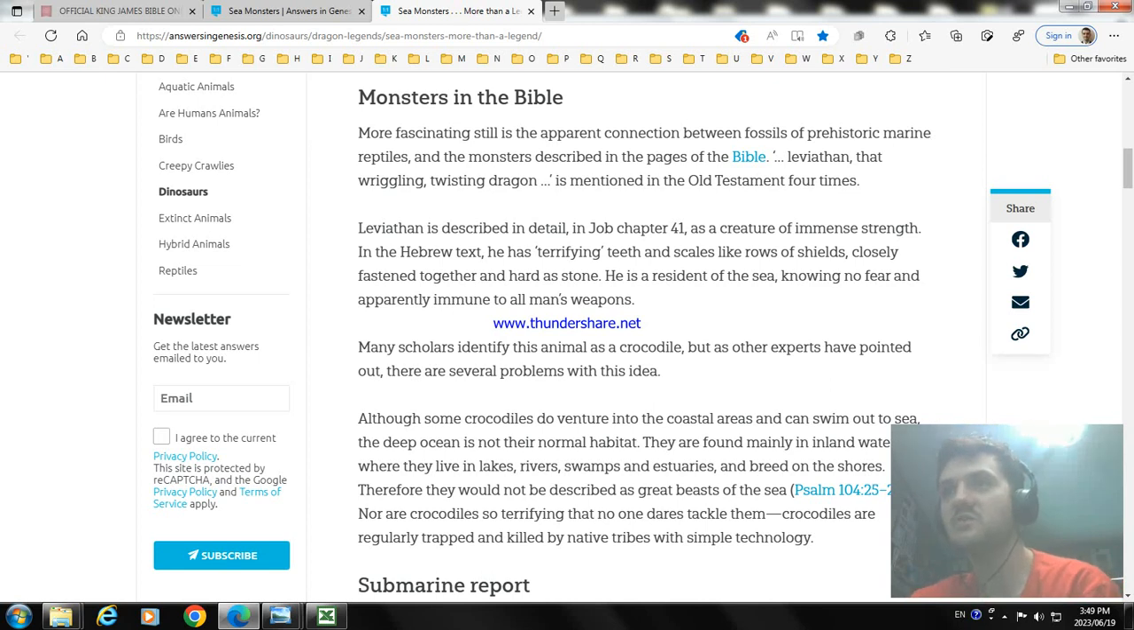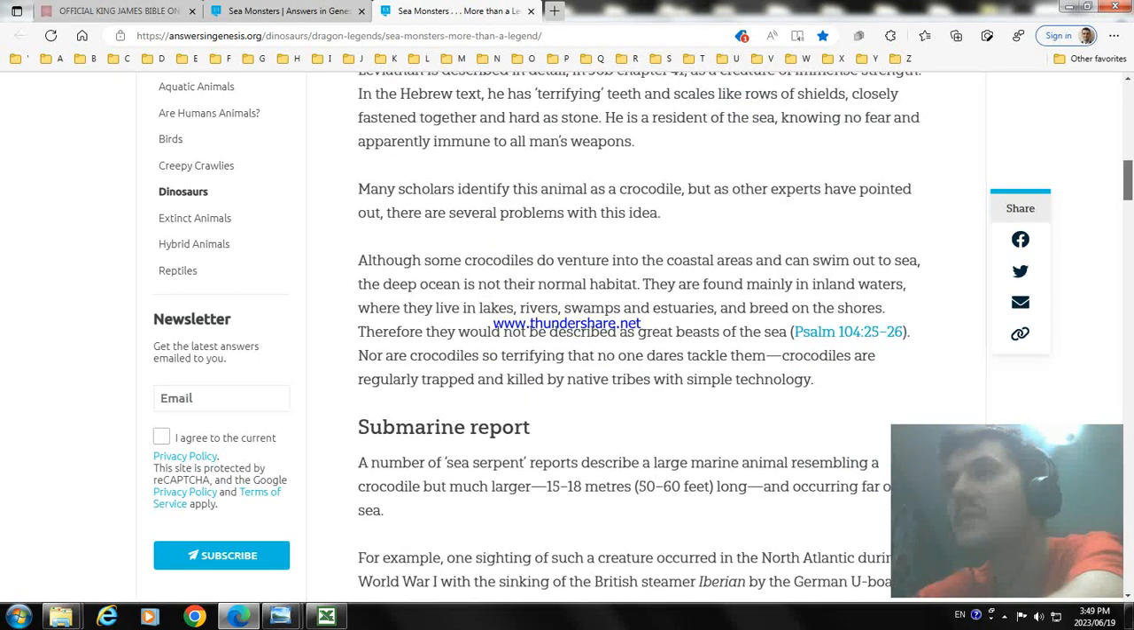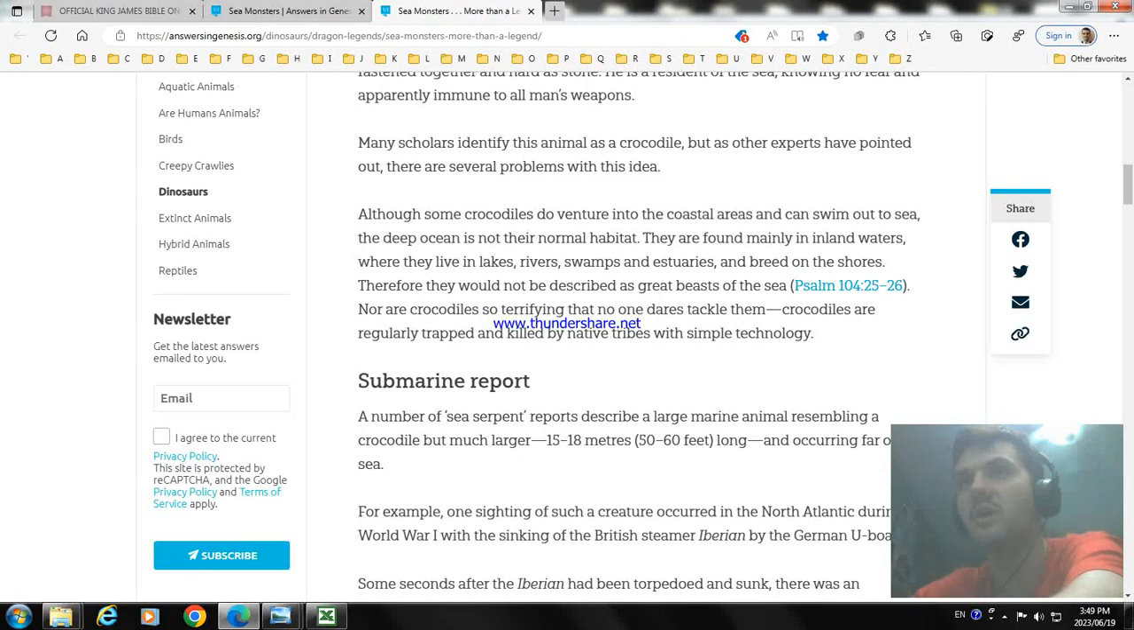Many scholars identify this animal as a crocodile, but as the experts have pointed out, there are still problems with this idea. Although some crocodiles venture into coastal areas of the sea, the deep ocean is not their habitat. They are found only in inland waters, where they live in lakes, rivers, swamps and estuaries, and breed on the shores. Therefore, they would not be described as great beasts of the sea.